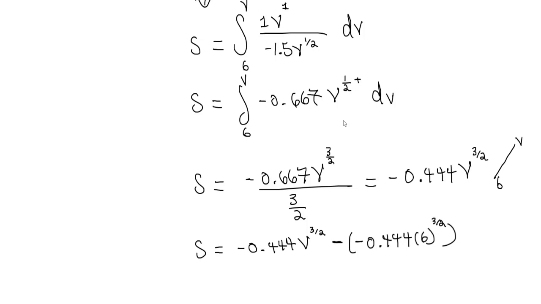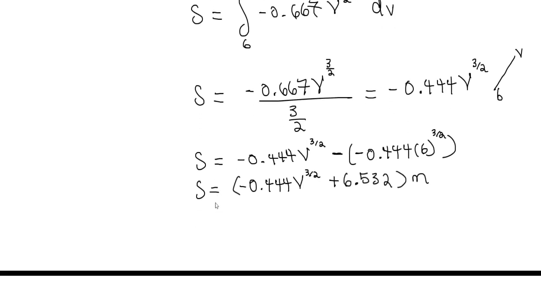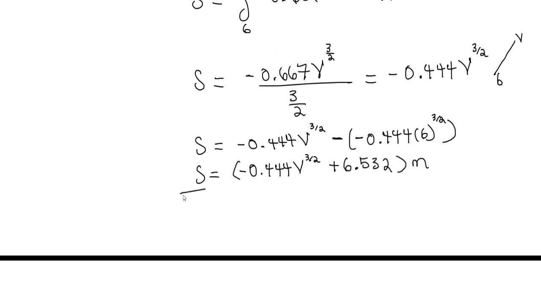So now you can do the math for this. This stays the same, so it's negative 0.444 v to the 3 over 2. Negative times a negative is a positive. So we're going to get a positive. If you do the math for this, you should get 6.532. And all of this is in units of meters. So now we have the displacement, a function for the displacement with respect to the velocity.